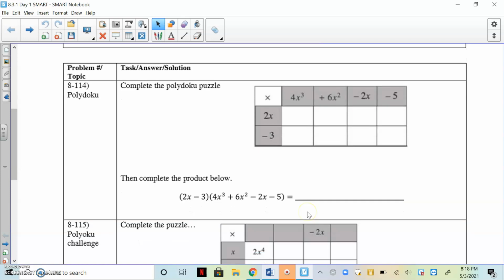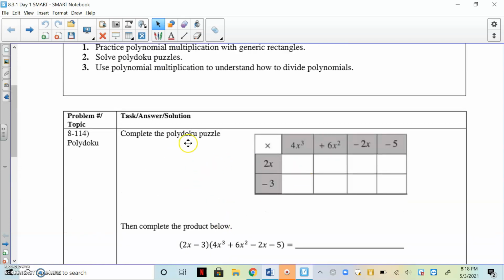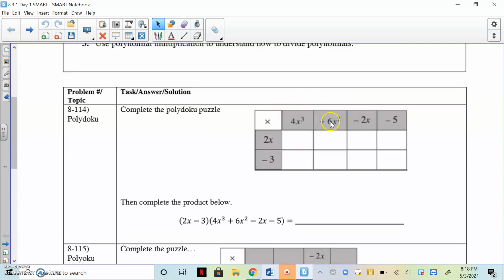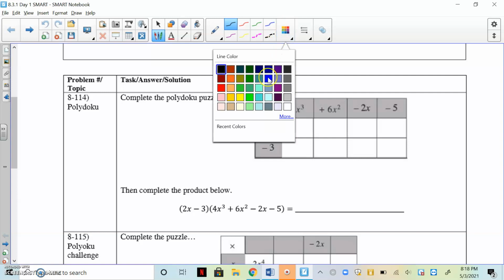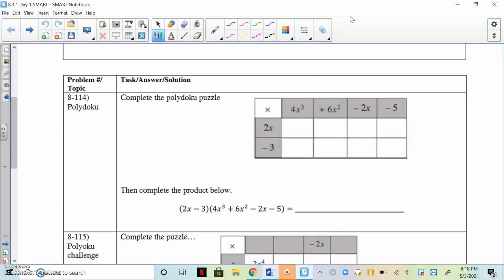We are going to explore this whole idea of Polydoku today. It's not really like Sudoku, but it's a kind of numbers puzzle in a way. And we're using it to learn how to divide polynomials. Basically, we're still using the generic rectangle that we've been using for a pretty long time now, except we've been using it to multiply, so now we're going backwards to divide instead.